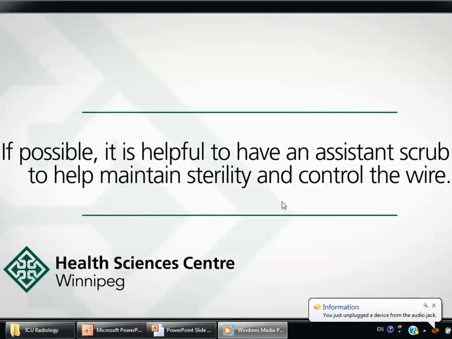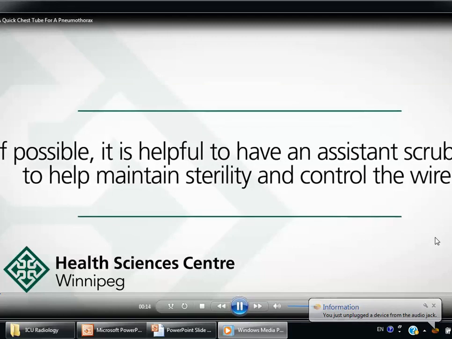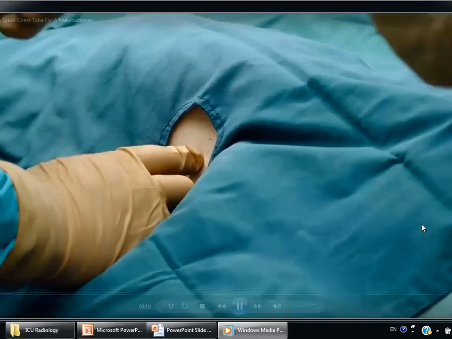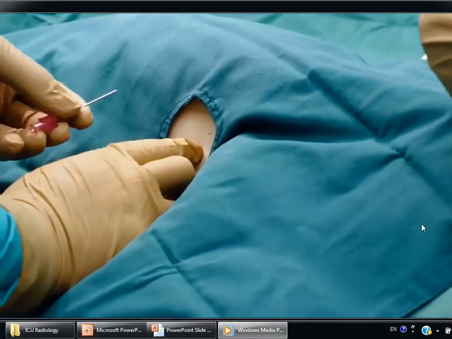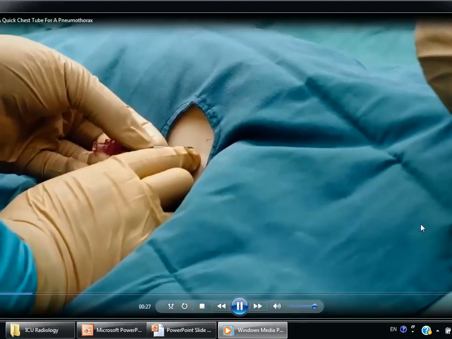If possible, it is helpful to have an assistant scrub in to help maintain sterility and control the wire. Prepare the skin with appropriate cleansing solution per guidelines. Select the location for the chest drain, usually the 5th intercostal space at the anterior axillary line.